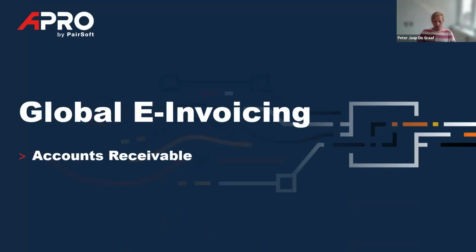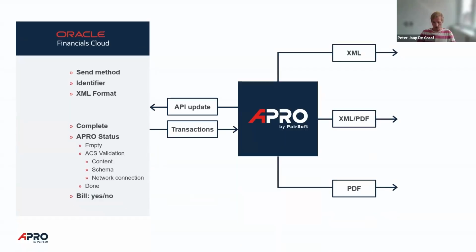So like I said, we are going to talk about the outbound accounts receivable side. So what can APRO do for the outbound model of Oracle? What we do is create several identifiers within the customer side level. So we have a send method, an identifier, and an XML format. Those are the three attributes that we create on the customer side level.